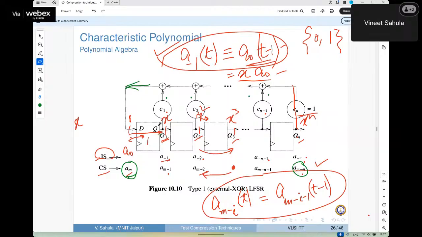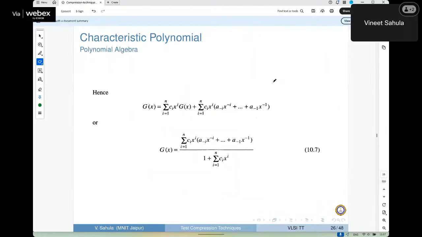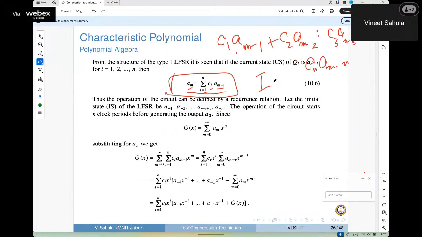What is one tap? It is x multiplied by C1, x square multiplied by C2. This is xn minus 1 multiplied by Cn minus 1, xn multiplied by Cn. That's all. So AM is summation of all these step values. That is what we are writing here. Do you get it? This equation is peculiar to type 1 LFSR. That's all.